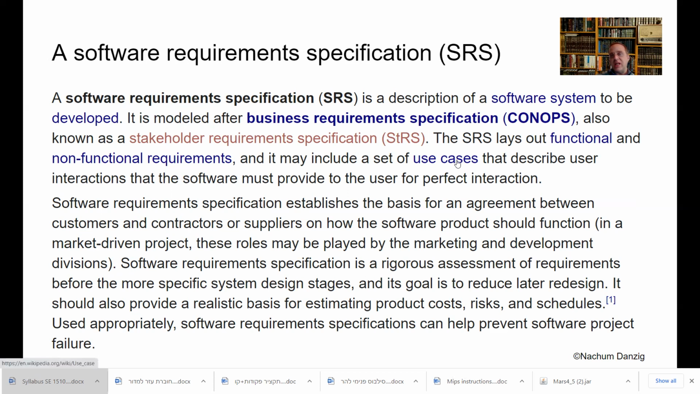We'll talk more about use cases later, but use cases describe how a user will use the different cases in which the user will use your software and how he'll interact with the software. So this is a software requirement specification, an SRS. It's the basis for an agreement. This is also important. It's like a contract between all the people involved, the customers, the contractors, the suppliers, how the software should perform.